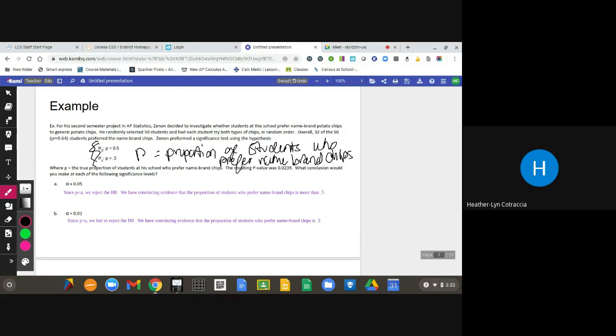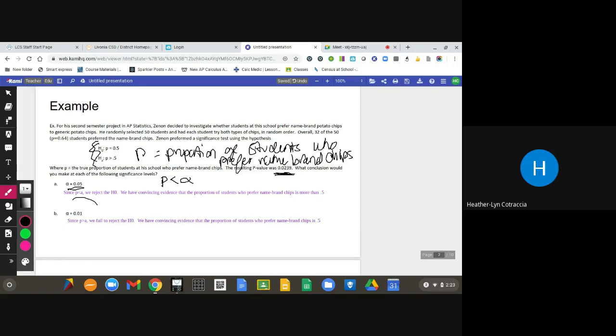Now, what they want you to do here is practice with the different alpha levels. In this first one, they set the alpha level to be 0.05. They're telling you that the p-value is 0.0239. So in this case, your p is less than your alpha. Since p is less than alpha, we reject the null. If p is small, we reject the null. If you can say that in your head, you'll never get this wrong. P is small, we reject the null.